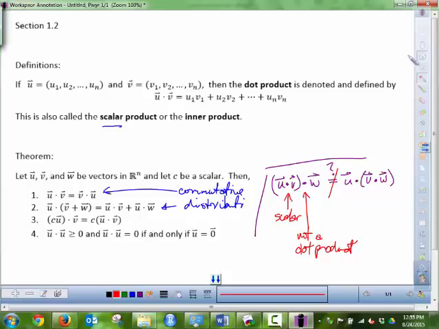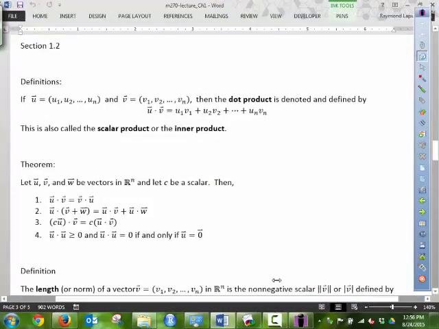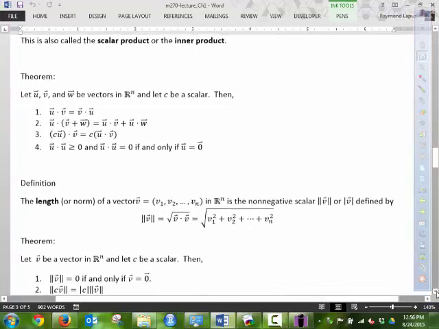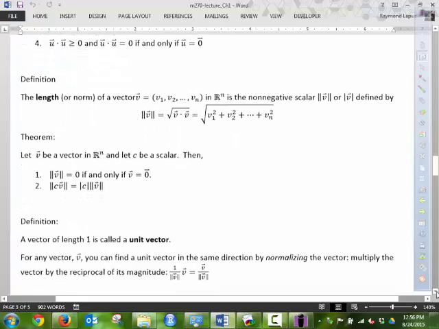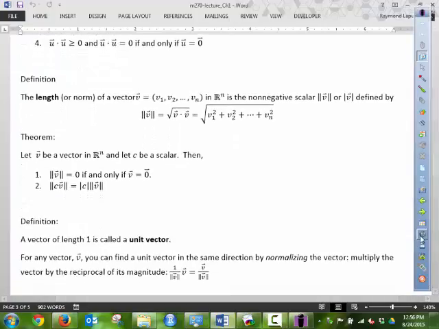All right. Let's take a look at another definition of something to do with vectors, and that is the length or the norm. Now, I don't know if I want to use the word length necessarily.